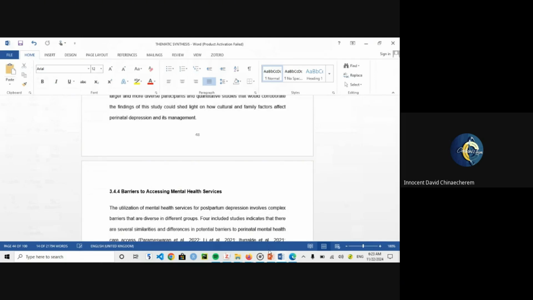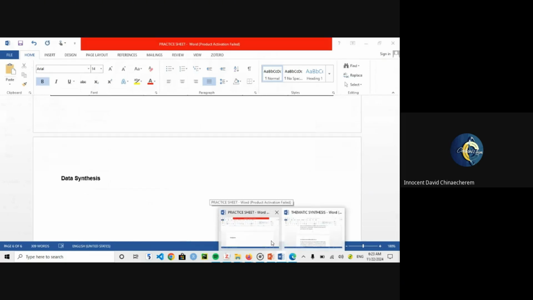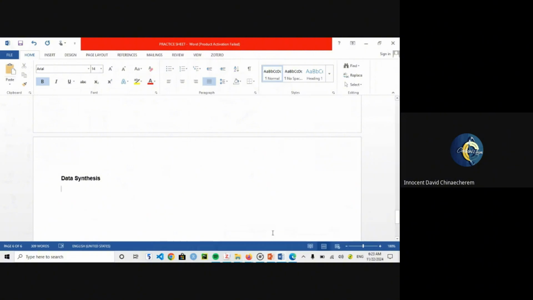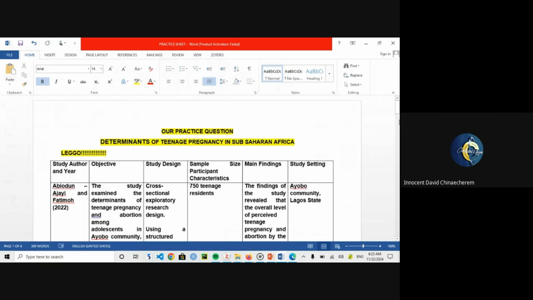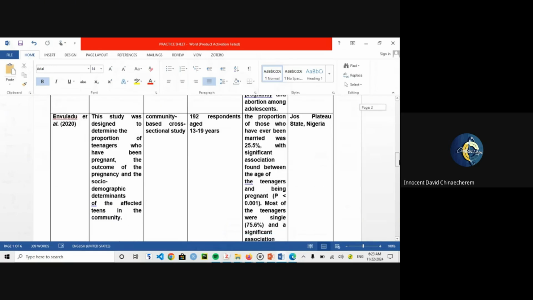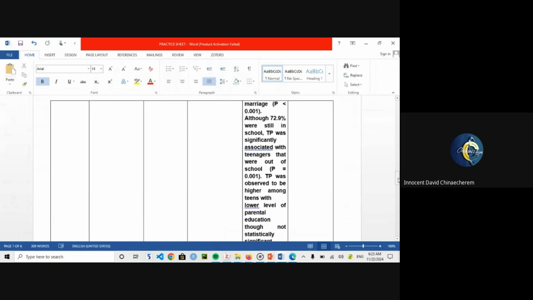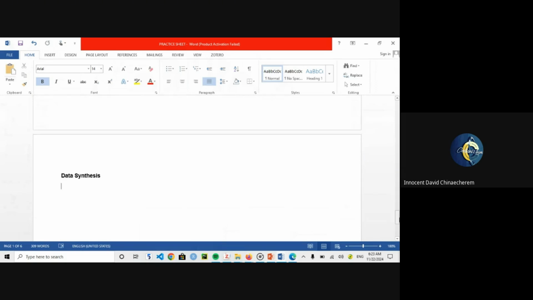Now, what are we going to do now? The next thing we're going to be looking at is the data synthesis for our example here on determinants of teenage pregnancy in sub-Saharan Africa. So the first thing we would do in our data synthesis for our systematic review is to start by explaining the approach.